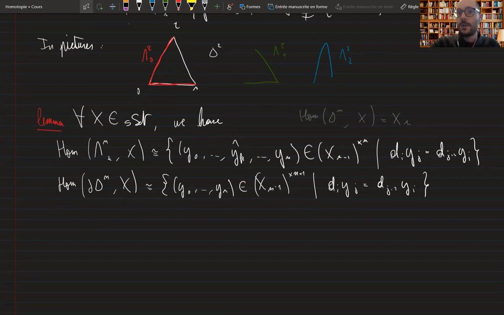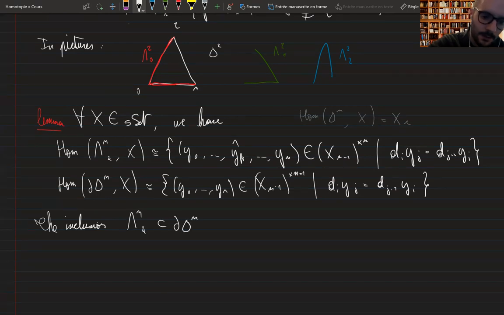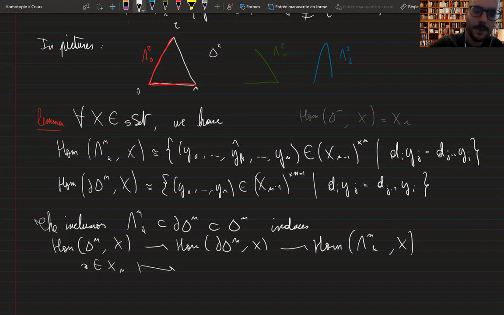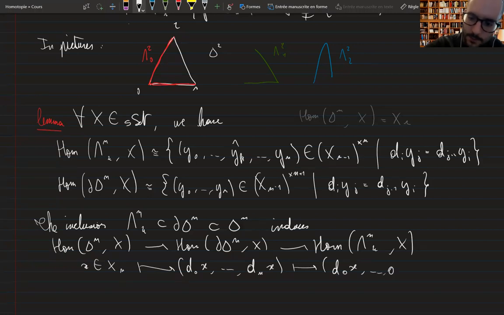So how to interpret this? Maybe I can write the canonical map. The inclusion of the horn lambda n k in the boundary in delta n induces a map from Hom from delta n to X, to Hom from the boundary into X, to Hom from the horn into X. If you have some element x in X_n, the corresponding element here is simply the set of its faces, d_0 x up to d_n x. And here you simply miss one of the faces.